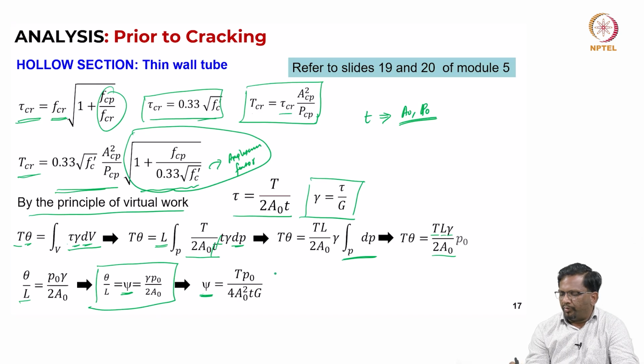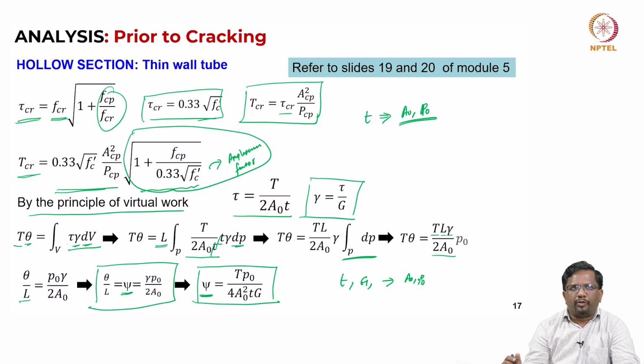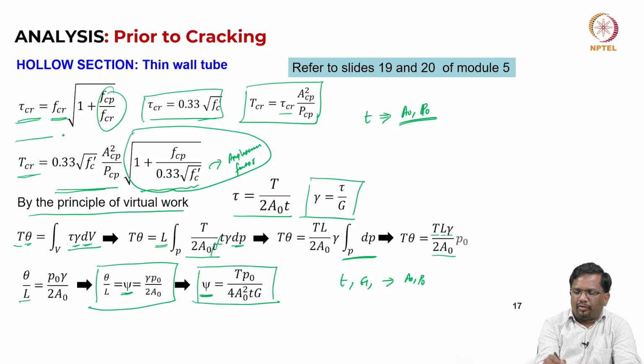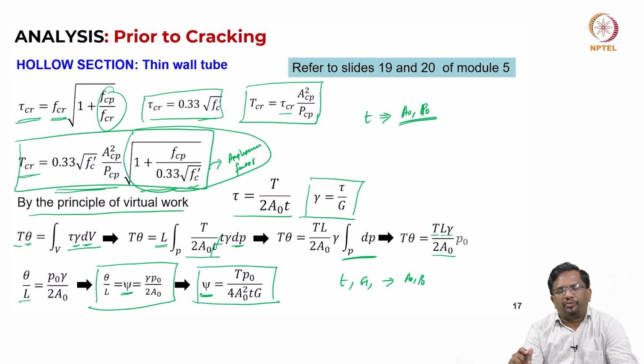Where tau is nothing but what we have got as T by 2 A naught into t. So, if you substitute that, for any given torque T, if I know the thickness of the hollow tube and if I know the shear modulus, then I can calculate A naught and P naught, substitute all the values, and calculate the twist per unit length for an applied torque T. So, you see, we have quickly found an expression for Tcr, and we have found the expression for twist per unit length.